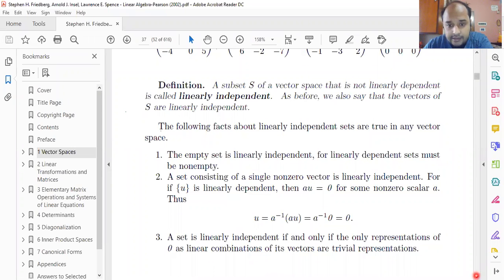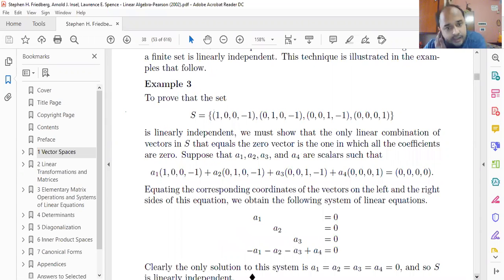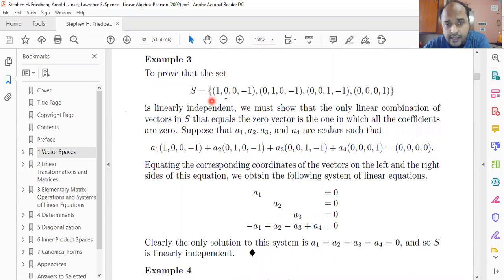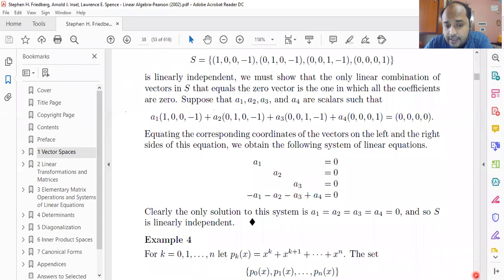And after that, they have shown one example, example 3. Very easy example. They have considered the set of vectors S here in this particular case, and they have shown that if I consider their linear combination in the following manner, then the equations which I get are of this form, and from there we can easily solve that a1 is 0, a2 is 0, a3 is 0, and after substituting all of these, we find a4 equal to 0. And therefore, this set of vectors is linearly independent.